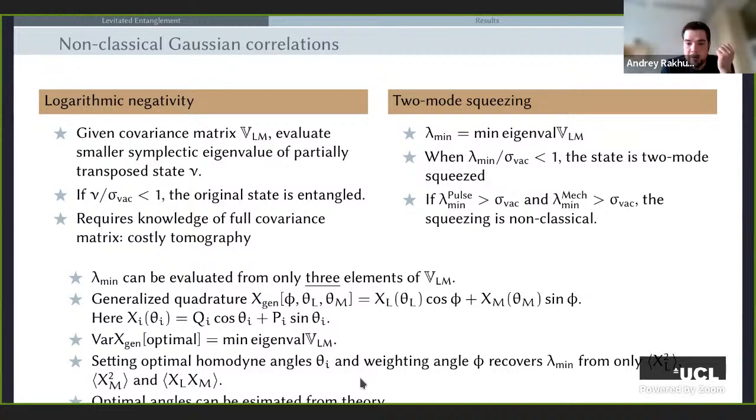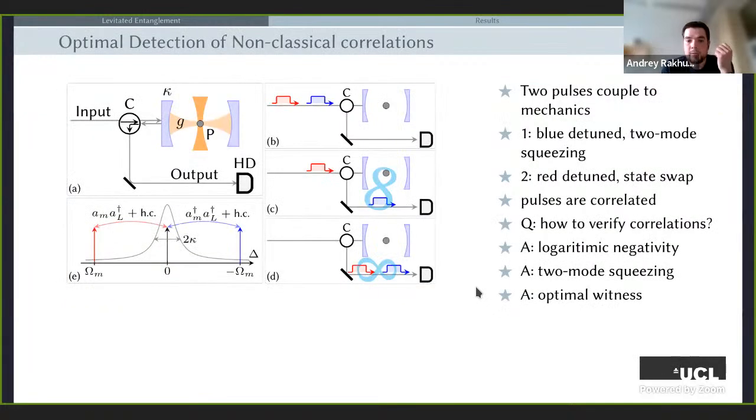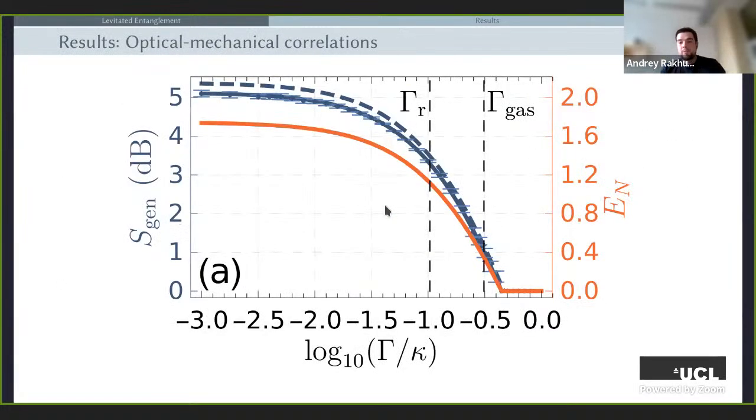We propose to figure out these optimal angles from the theory and then recover the correlations by performing homodyne measurement of only 1 quadrature of each of the modes. Okay. So now let me jump directly to the results.